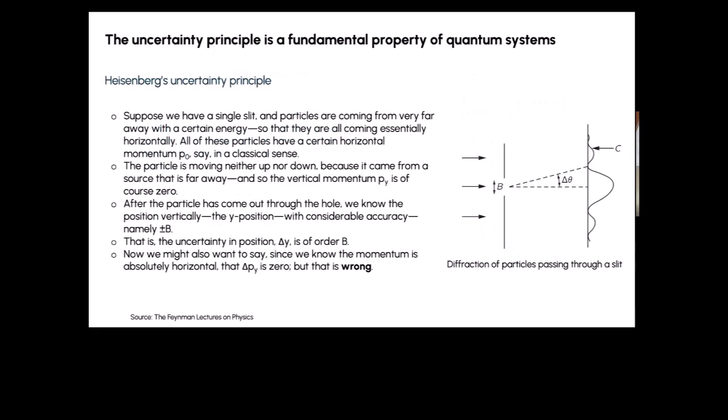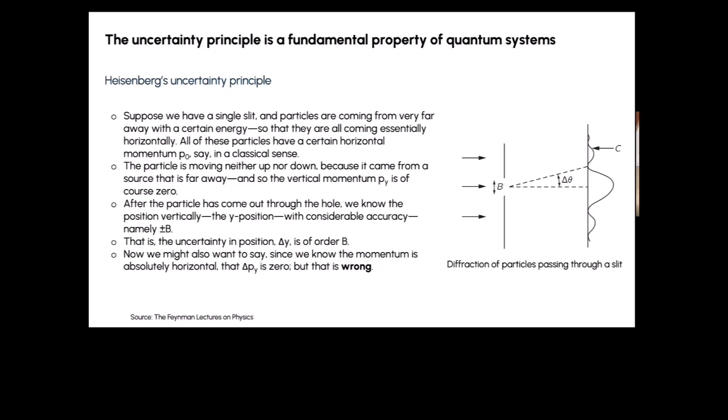But before we go back to this bracket notation, we look at Heisenberg's uncertainty principle. So everybody here has heard of the uncertainty principle, right? And there's an explanation of the uncertainty principle that you can understand almost without mathematics. I want to show this to you because later on with quantum computers, we also see how important it is to understand the uncertainty principle. So suppose we have a single slit and particles are coming from very far away with a certain energy. Coming from far away means that they have essentially the same energy and that they are horizontal. So they all have a horizontal momentum P0 in the classical sense.